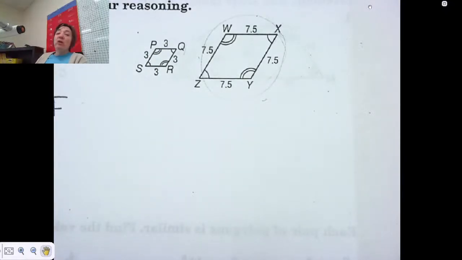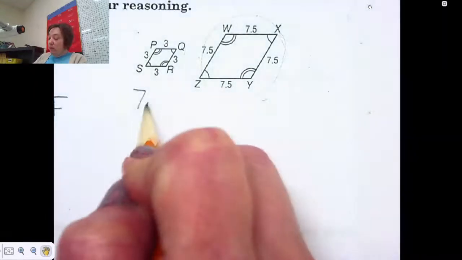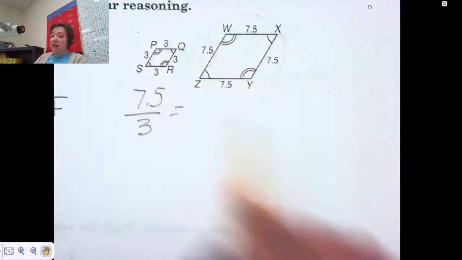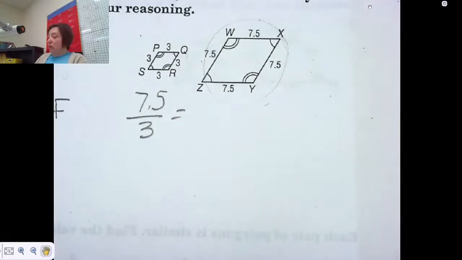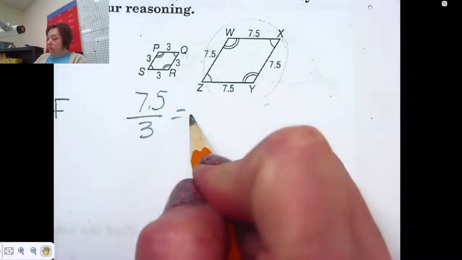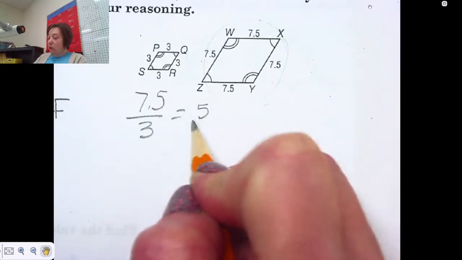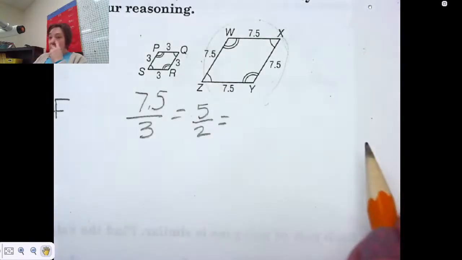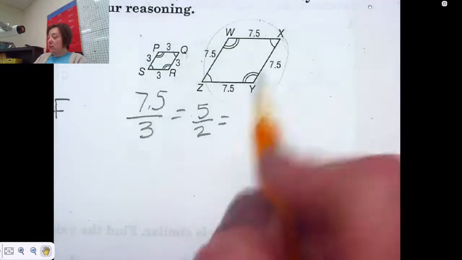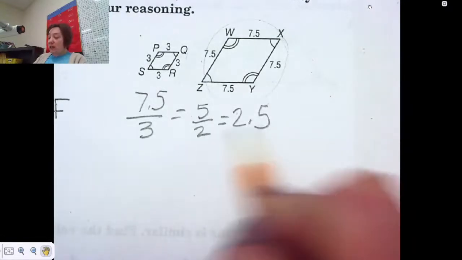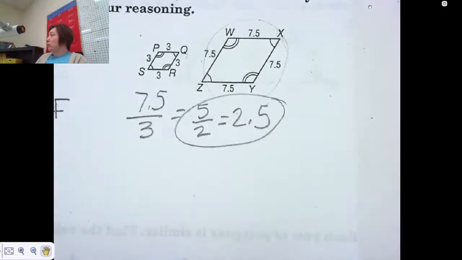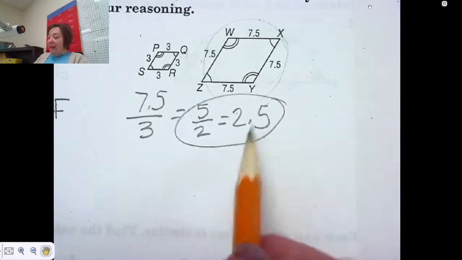However, we do need to go ahead and do the math on this to figure out what the scale factor is. So we'll take our 7.5 and we'll divide it by 3, and that gets us our scale factor. What is 7.5 divided by 3? That would be 5 over 2, or what is it as a decimal? Because we can put it as a decimal. 2.5. So this is your scale factor, 5 over 2 or 2.5. And you can put it as a decimal. That's totally okay. Okay? Everybody good so far? So that is our scale factor.